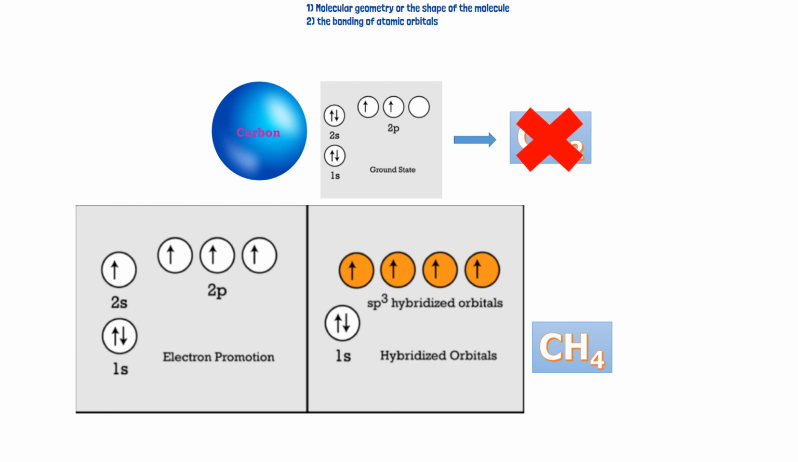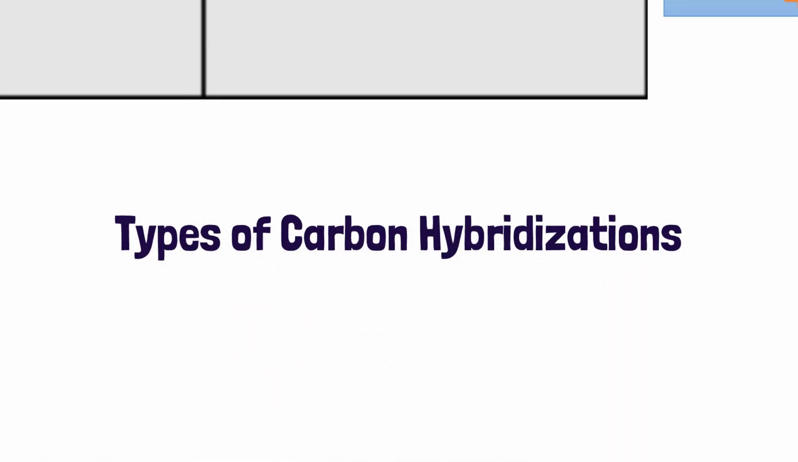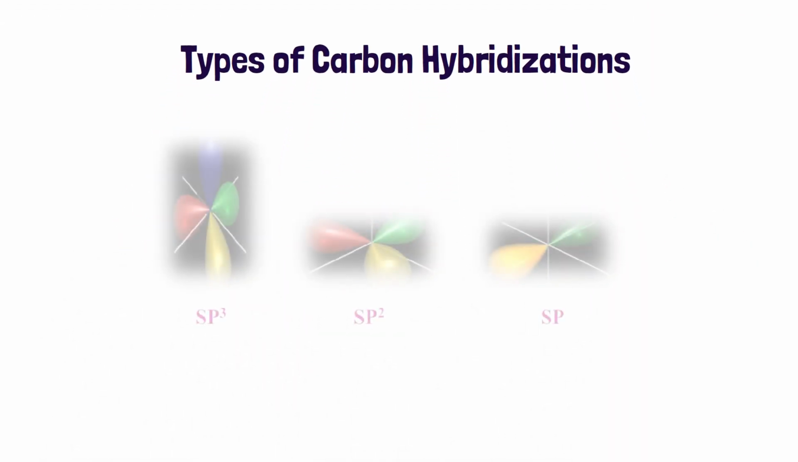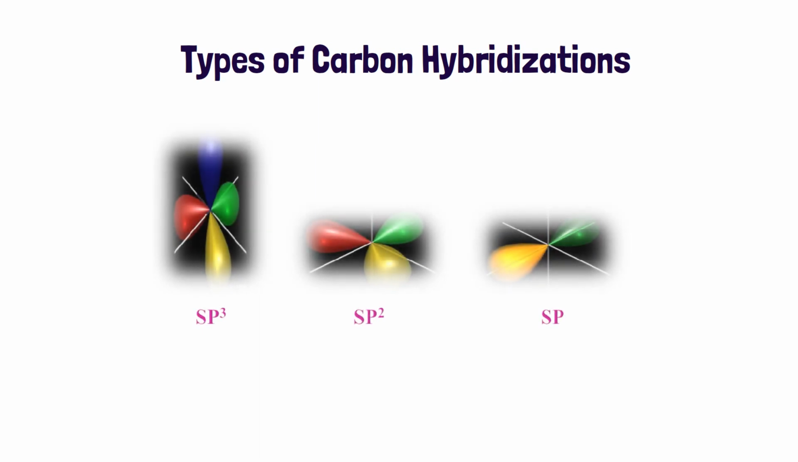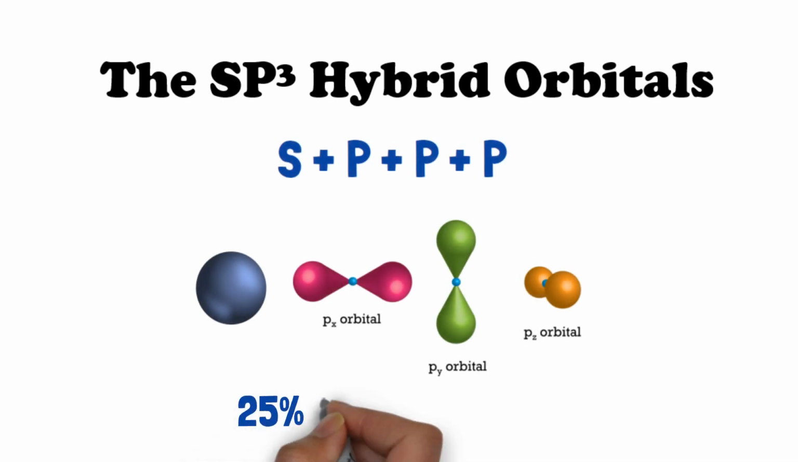Carbon atoms usually form bonds by mixing different orbitals and can contribute to the formation of different structures. When we talk about hybridization of carbon, there are several types. So they are sp, sp2 and sp3. The sp3 hybrid orbitals is a blend of one s orbital and three p orbitals. So sp3 hybrid orbitals has 25% s character and 75% p character.